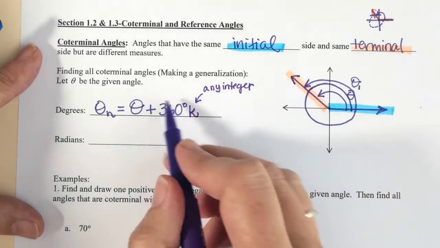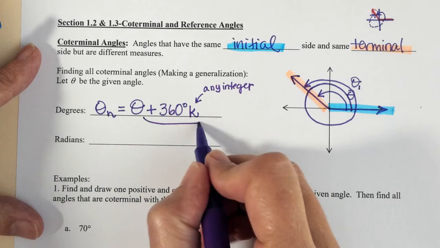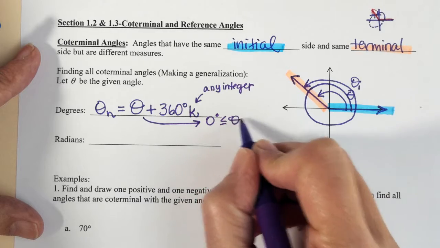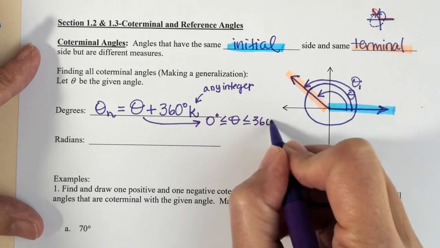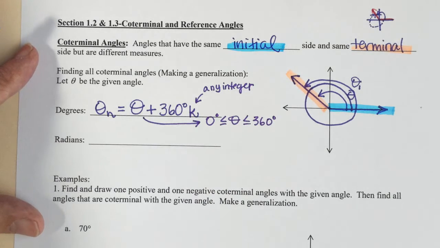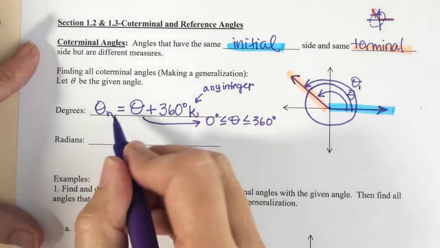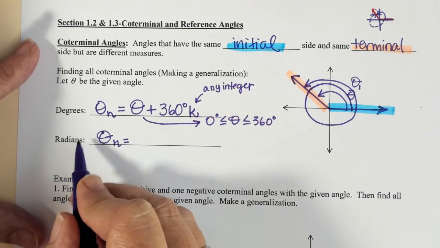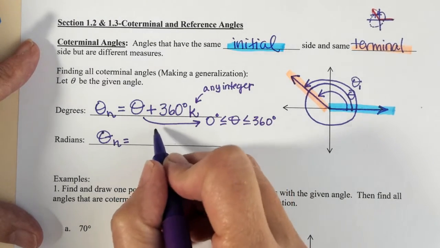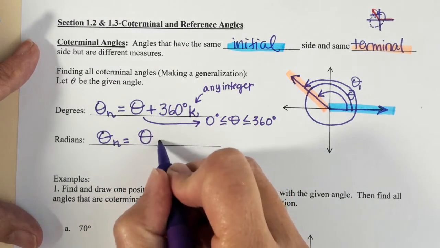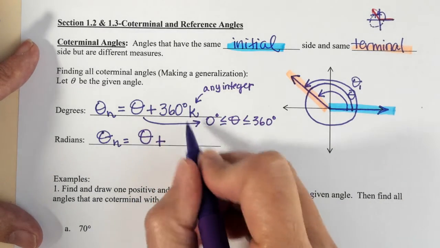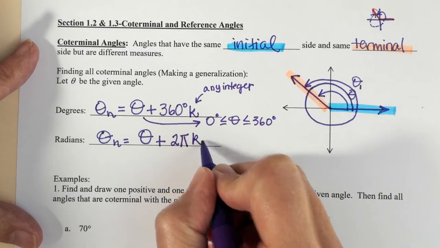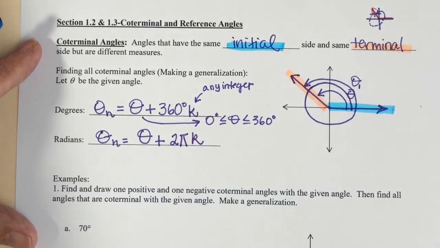Now notice that my original theta must be between 0 degrees and 360. Now all of this could also be done with radians. And so let's see what that looks like. I would have my theta, and this time in radians, so in other words with pi's, equals my original, plus, instead of 360 times k, I'm going to use 2 pi times k. And again, k is any integer.